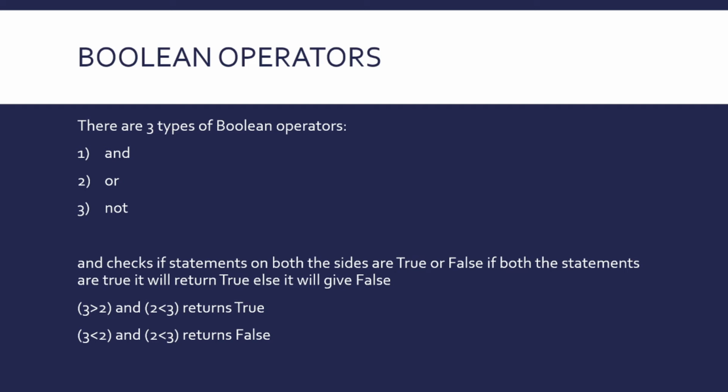Here I have written two expressions on two sides of AND. AND is in the middle, and 3 greater than 2 is true, and 2 less than 3 is also true. That's why it returns true. But in the next statement, 3 is not less than 2, so it will not check further whether the next statement is true or not. It will simply return false. If any one of the values is false, it will give false as the output.